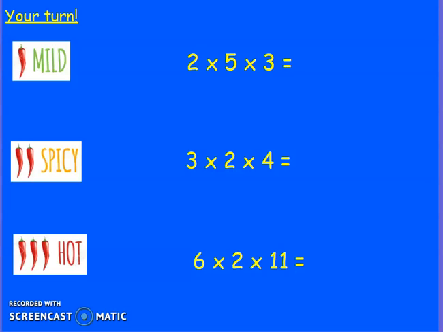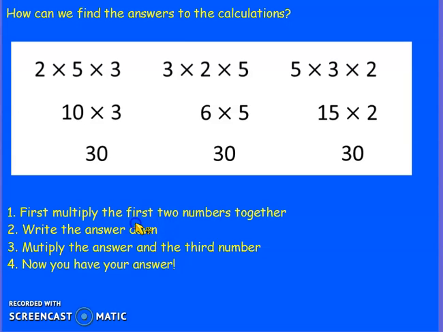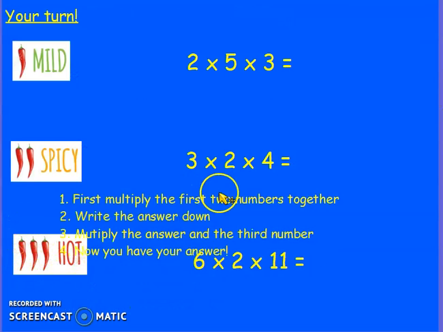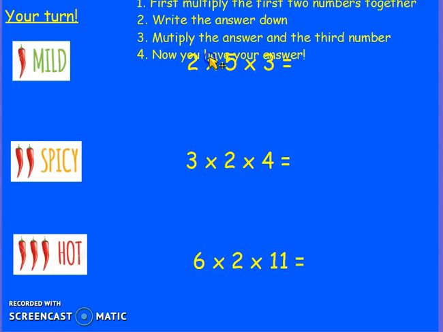Now it's your turn. Pause the video and have a go at these challenges. The first one we've done earlier on, so that should be a really quick one for you to work through. And the other 2, spicy and hot, are new challenges. If you get stuck, don't forget to refer back to the 4 easy steps on how to multiply 3 numbers together. Off you go.